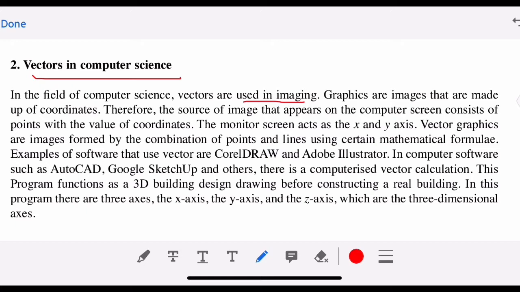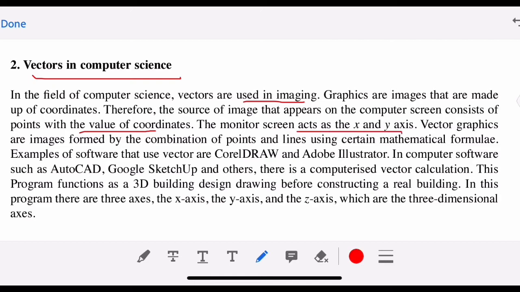Vector graphics are images formed by the combination of points and lines using certain mathematical formulae. Examples of software that use vector are CorelDRAW and Adobe Illustrator.